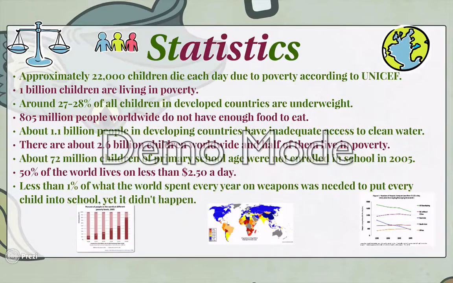There are about 2.6 billion children worldwide, and half of them live in poverty. About 72 million children of primary school age were not enrolled in school in 2005. 50% of the world lives on less than $2.50 a day. Less than 1% of what the world spent every year on weapons was needed to put every child into school, yet it didn't happen.